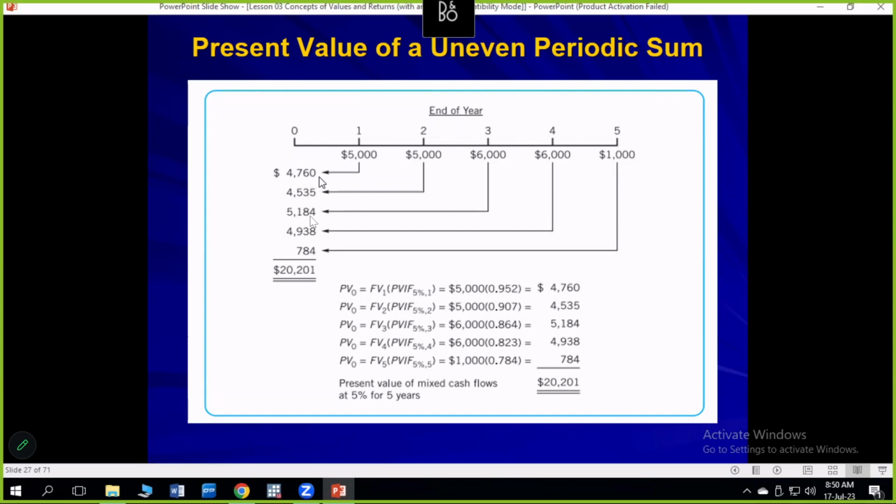So 5,000 is to be discounted. In this case, a 5% discount rate is assumed. So 4,760, then 4,535, then 5,184, then 4,938, then 6,000. Finally, the 5,000 is coming with a present value of 784. Totally, you can get the series total as 20,201.